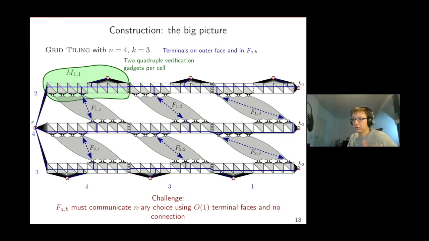They need to use only constantly many faces and communicate an n-ary choice. Am I making some sense? Can someone ask a question maybe to make sure that we are on the same page?